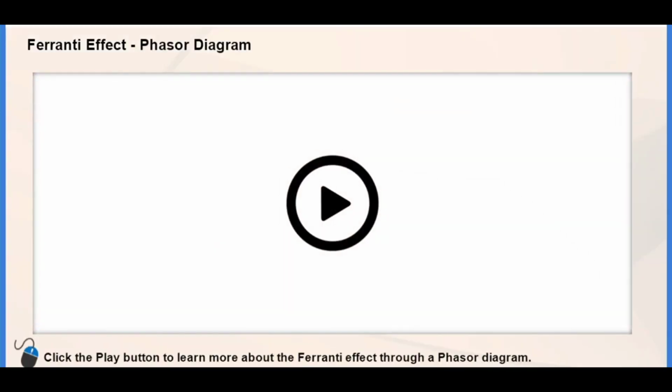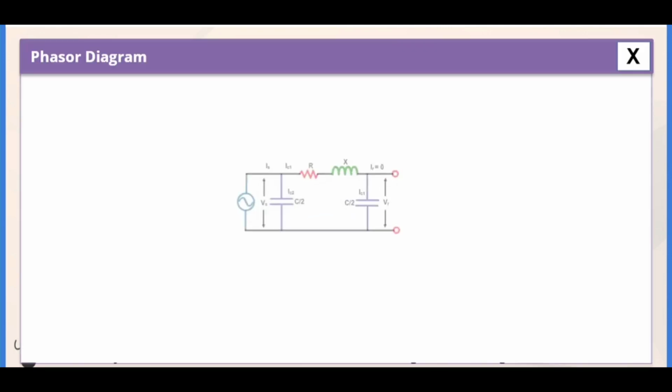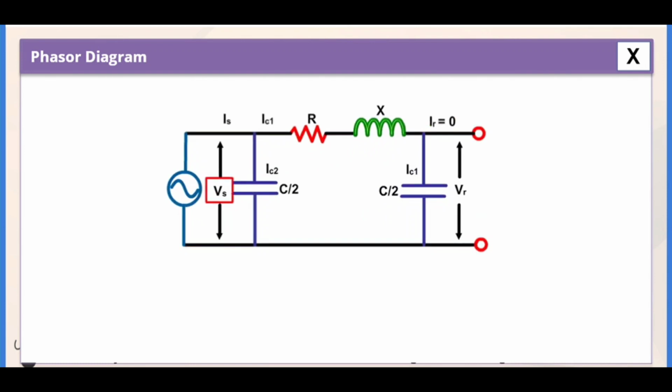Click the play button to learn more about the Ferranti effect through a phasor diagram. When an alternating voltage is applied, the current that flows into the capacitor is called charging current. A charging current is also known as capacitive current.